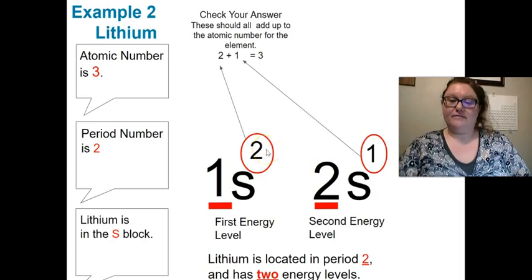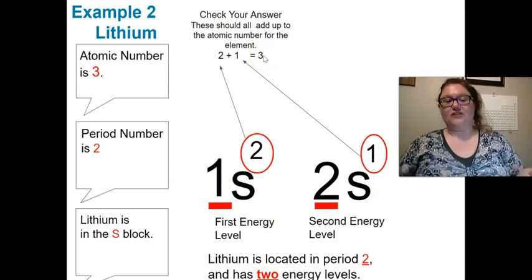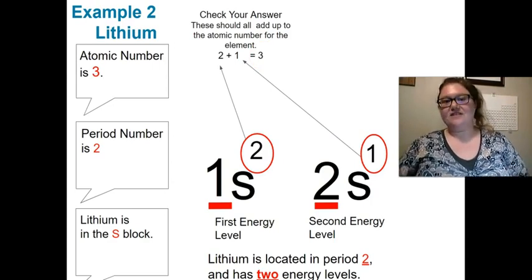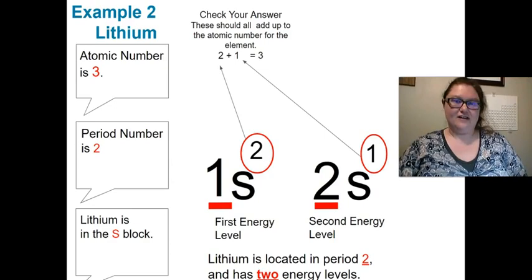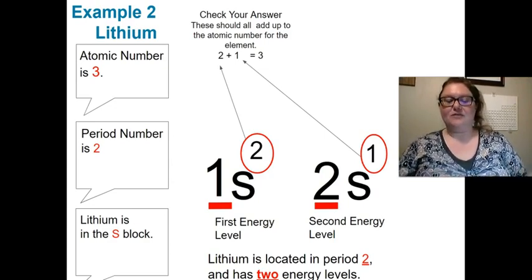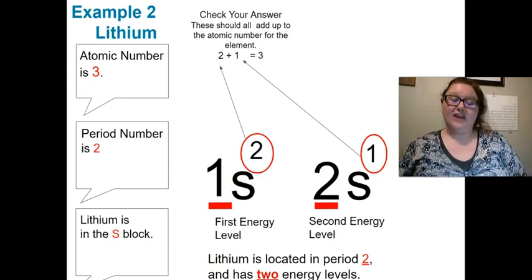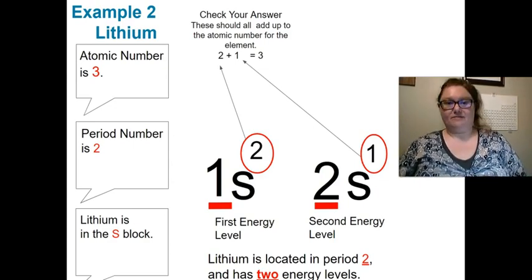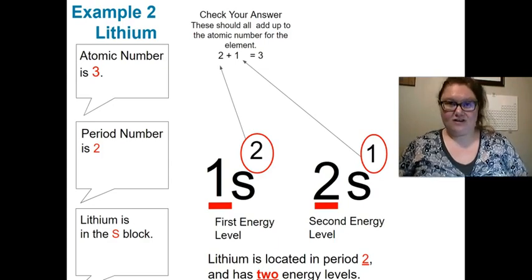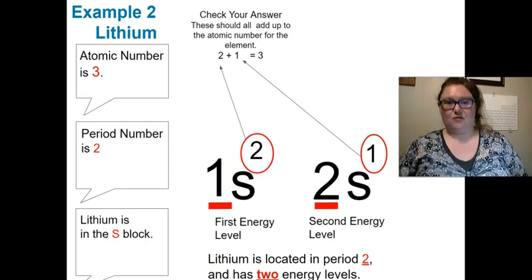So in theory, we should be able to add up all of these superscripts when we're done with a configuration and get the atomic number, right? That's the total number of electrons, and we're accounting for each one of them. So this turns out to be a way to check your answer when you're doing electron configurations. If we add up all of these superscripts and we don't get the atomic number, something's wrong. This always works. So it is a check for you.